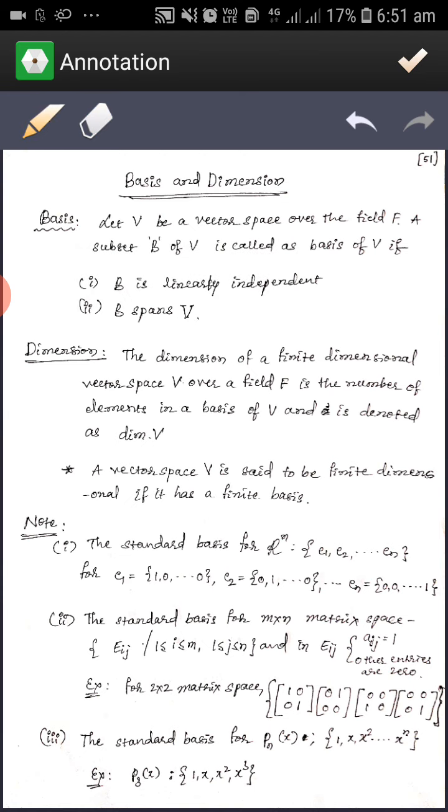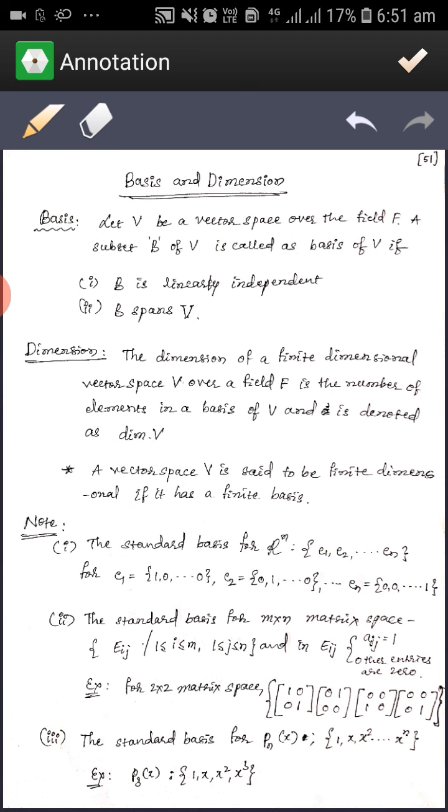Then what is a dimension? The dimension of a finite dimensional vector space V over the field F is the number of elements in the basis. After showing that B is linearly independent and that B spans V, whatever basis we calculate, the number of elements in it is what we call the dimension here.